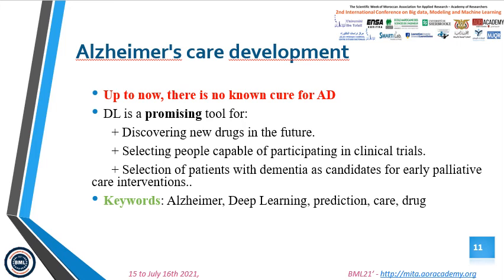Indeed, up to now, there is no known cure for Alzheimer's disease. Therefore, deep learning is a promising tool for discovering new drugs in the future, selecting people able to participate in clinical trials, and to be candidates for early palliative care interventions, and so on. There, in our study, we used keywords such as Alzheimer, deep learning, prediction, care, and drug, for having more information on that site.